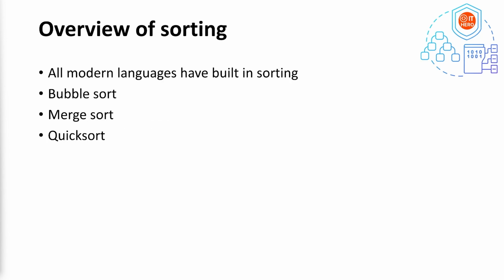And next we're gonna talk about another important topic. Let's talk about some sorting algorithms. Basically all modern languages have built-in sorting, but for demonstration purposes, I will show you how to manually do this sorting to understand how this happens behind the scenes. We're gonna talk about bubble sort. Merge sort and quick sort are a bit more advanced, but for demonstration, we're gonna see how bubble sort works.